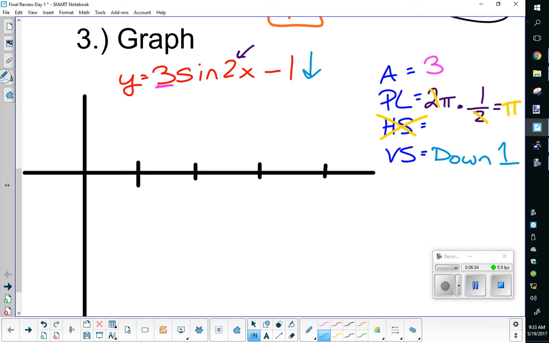Remember how we graph these things. First thing we always do is make our x-axis and our y-axis, and we put 4 hash marks. What's our 4th hash mark going to be? Just pi, because that's my period length. So this is 1 pi. This is half of that, so this is pi over 2. This is half of a half, so this is pi over 4. 1/4, 2/4, 3/4.